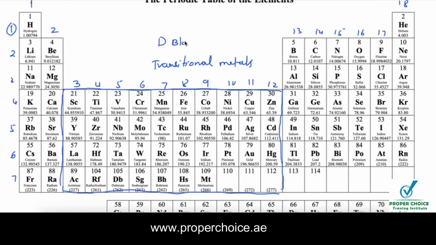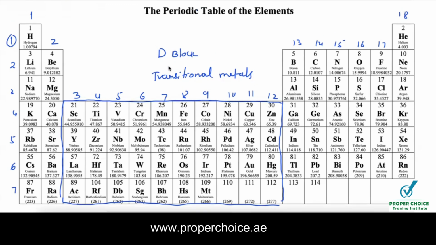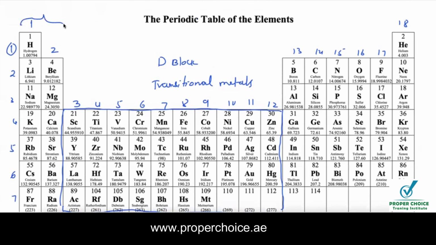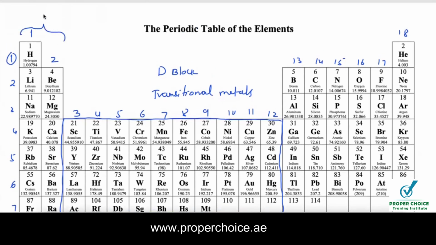So you should be knowing that D block elements. Why are we calling them D block elements? Because while writing electron configuration, the electrons of these elements will be filled in the D subshell. So if you look at these two columns, that is the first two groups, they are called S block elements, and these elements are called P block elements.